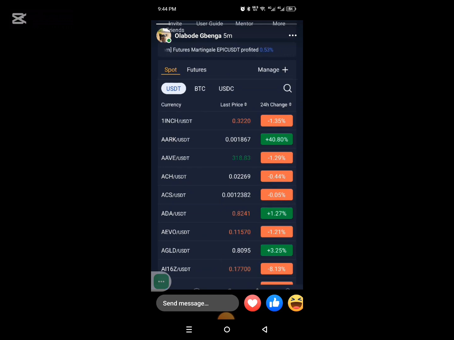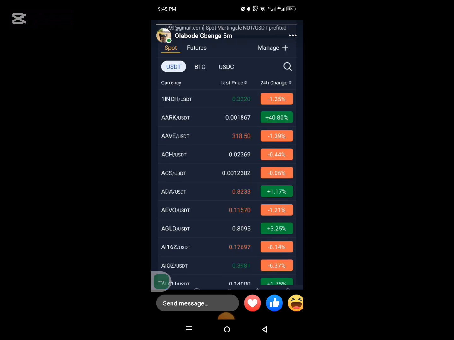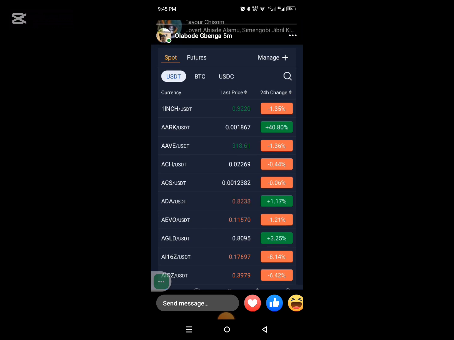When you see red, it means danger. The coin is going down, it's going deep. While when you see green, it means the coin is appreciating. Red means the coin is depreciating.